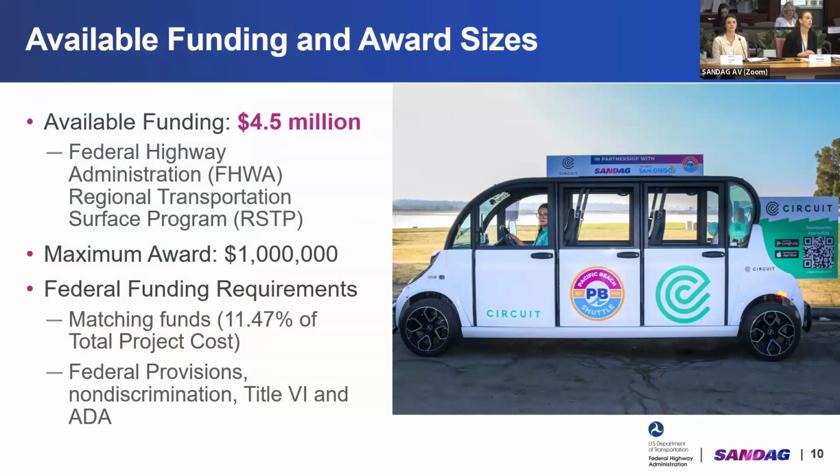So in terms of funding, we have $4.5 million that we would be putting out through this call for projects. The maximum award for a single applicant would be $1 million. The funding is coming from the Federal Highway Administration, so there is a matching funds requirement embedded in the program. So applicants would have to provide at least an 11.47% match of any non-federal funding source to complement the grant. And they would also have to be able to follow the typical federal provisions, things like non-discrimination, Title VI, and ADA requirements.